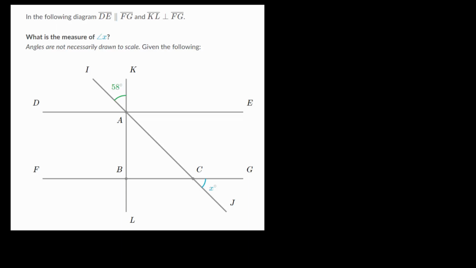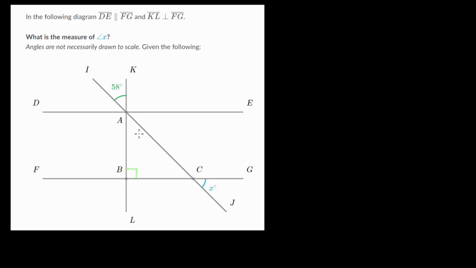So let's look at a couple more example problems where we're finding missing angles using the properties of triangles. So in this diagram, we're told that lines DE and FG are going to be parallel, and lines KL and FG, so this one and this one, are going to be perpendicular. So if they're perpendicular, that tells us this is a right angle, or in other words, it's a 90-degree angle.